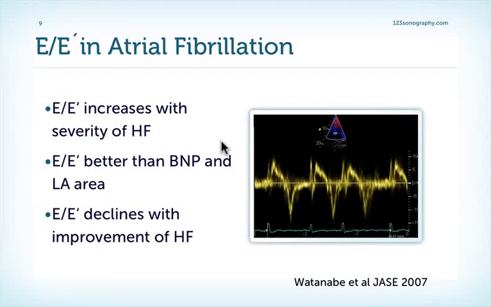use tissue Doppler. There's now sufficient evidence in the literature that we can actually use E and E prime in patients with atrial fibrillation. We know that the E to E prime ratio increases with the severity of heart failure, that E to E prime is better than BNP and the left atrial area to determine filling pressures, and that E to E prime declines with the improvement of heart failure.